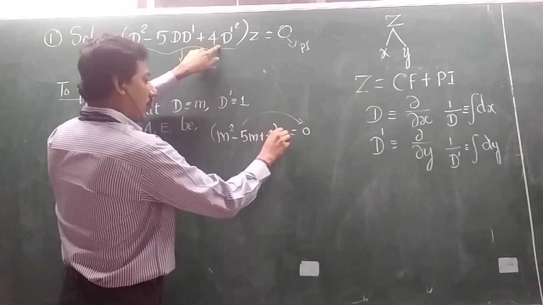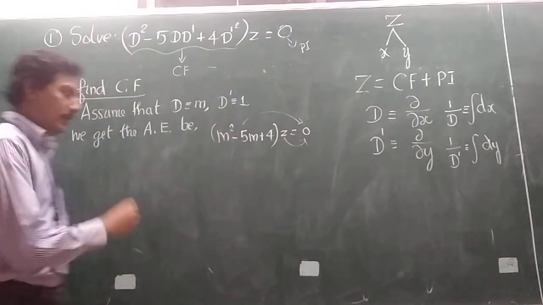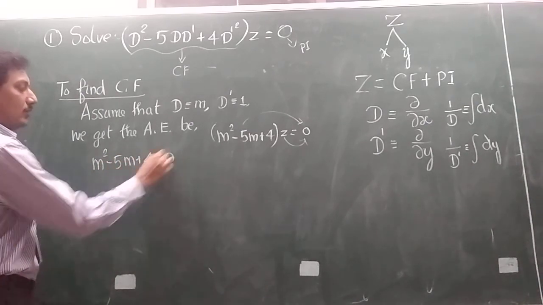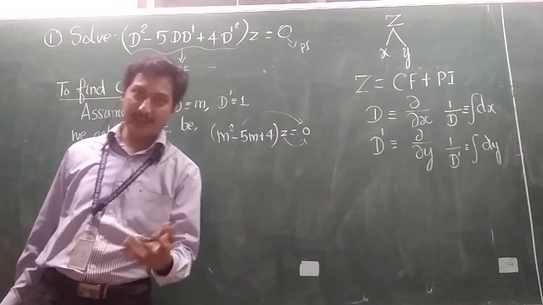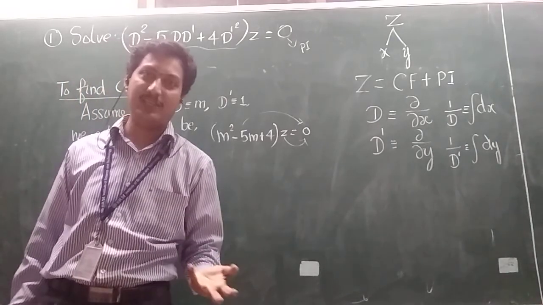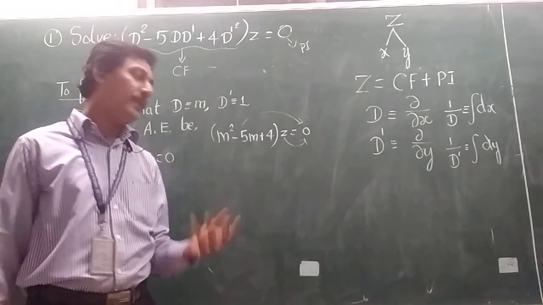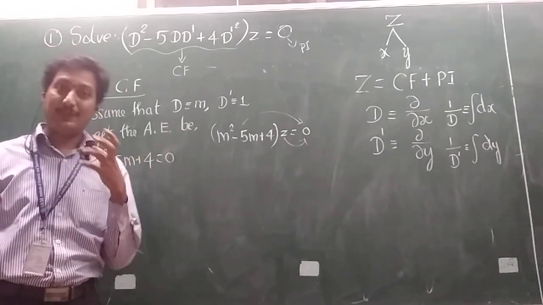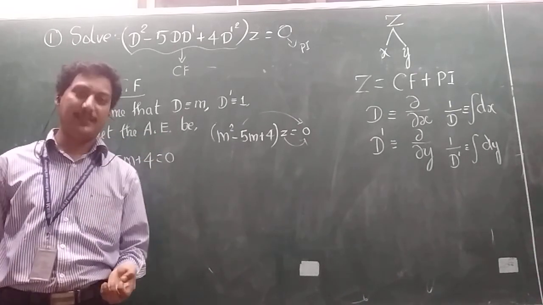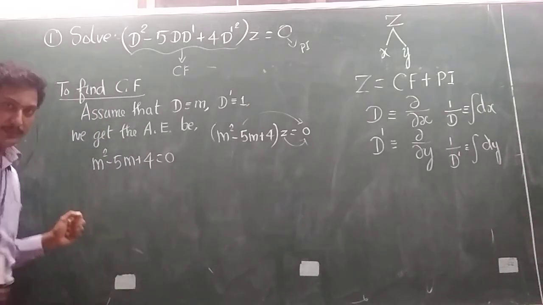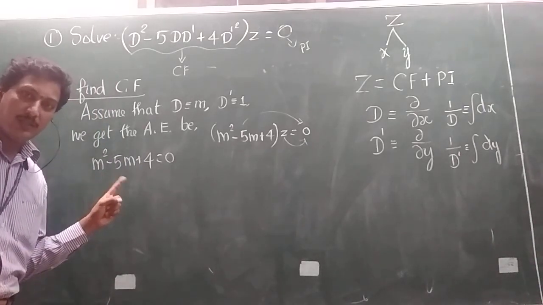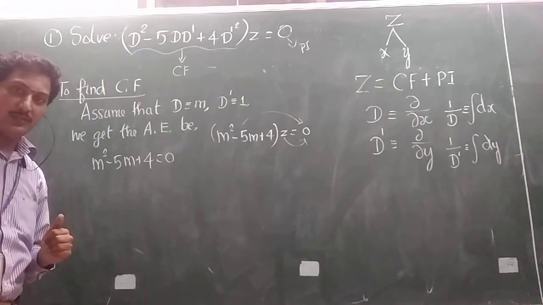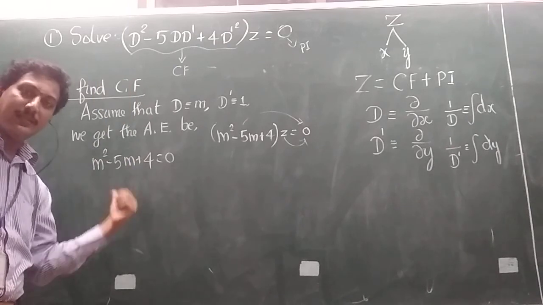Either this equal to 0 or z equal to 0. That means either m squared minus 5m plus 4 equal to 0, or otherwise z equal to 0. But z equal to 0 means there is no partial differential equation, isn't it? So that's why we avoid that case. So we take the subsidiary equation, often called the auxiliary equation, as m squared minus 5m plus 4. What is the degree of this equation? 2. Why? Because the given PDE is of order 2, so we get the second degree.